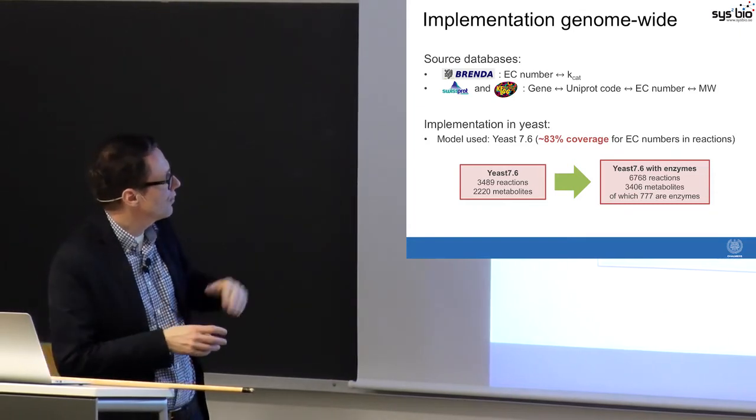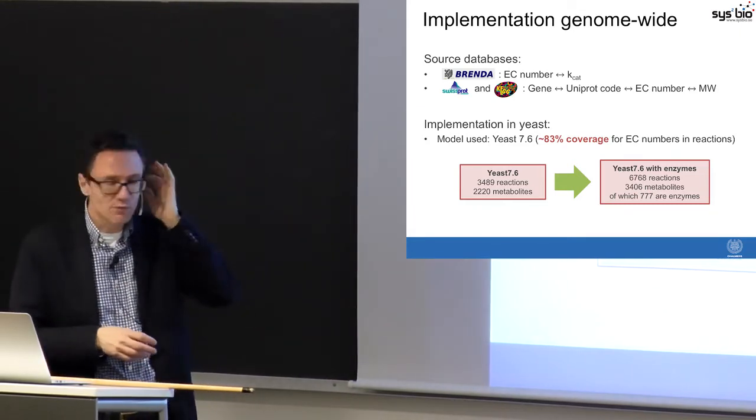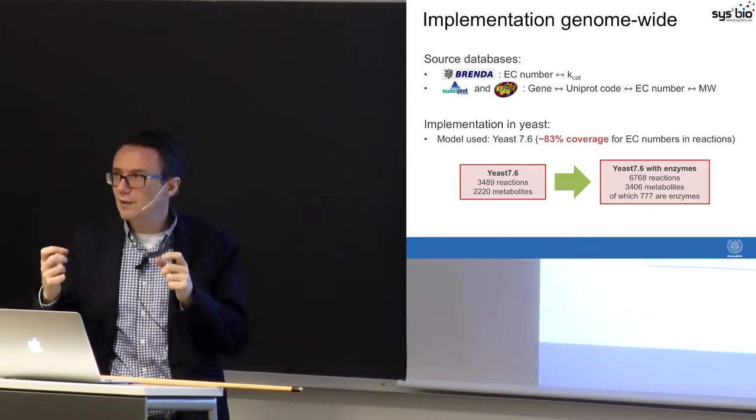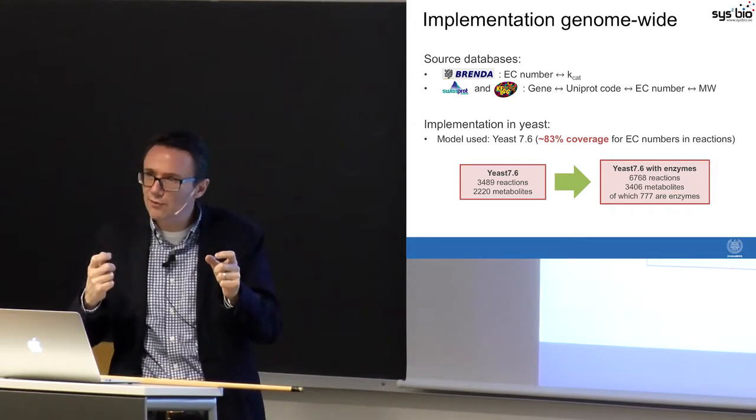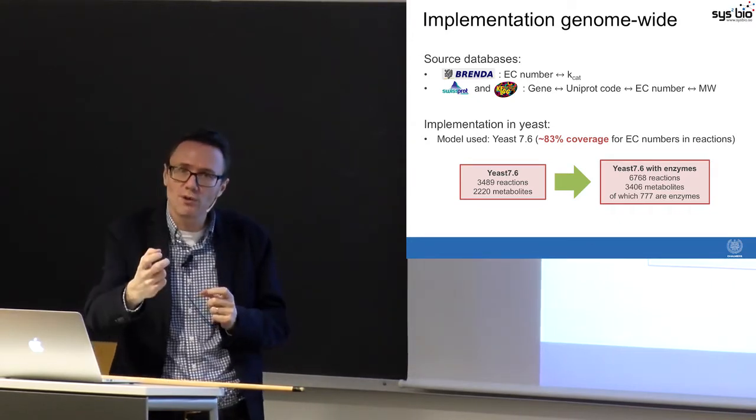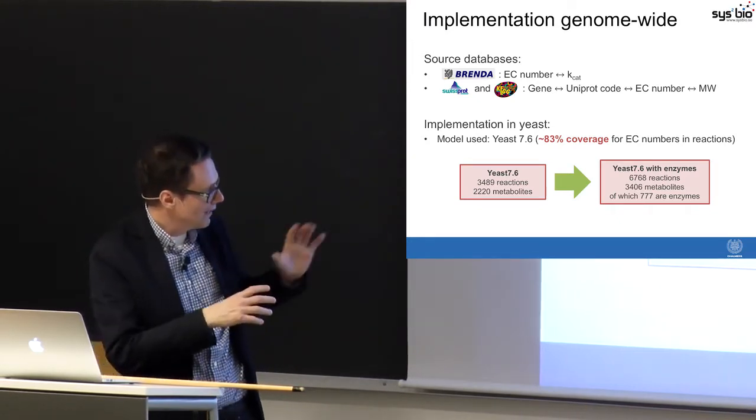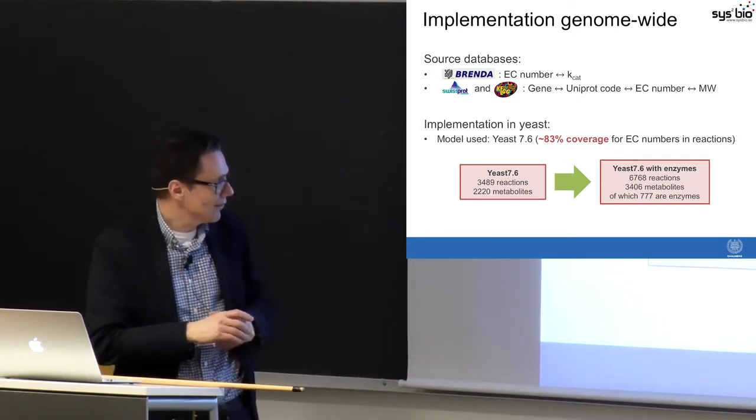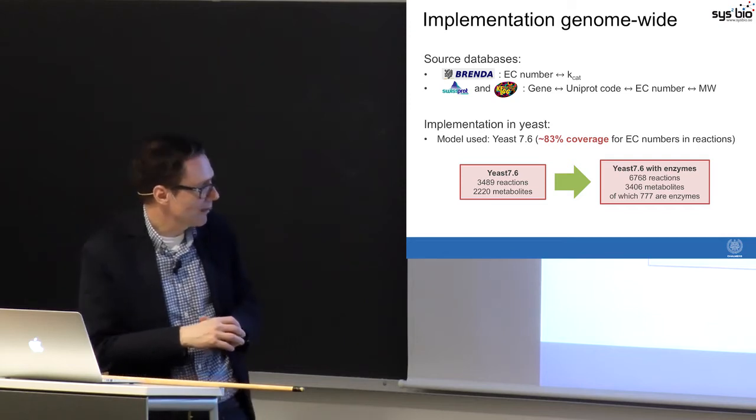In order to implement this, we had to collect the kcats. We screened the literature, but also acquired many of them from various databases. In order to account for enzyme usage, if you have a reversible reaction, we now need to formulate both the forward and the backward reactions. So we have to revise the model somewhat, and we end up with a very large number of reactions and metabolites as specified there.